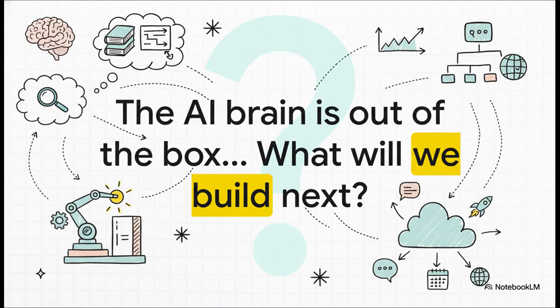I mean, the applications here are just mind-boggling. From personal assistants that can actually manage your inbox to complex autonomous agents that can research, plan, and execute entire projects. The brain is finally out of the box. And the only question left is, what are we going to build with it?